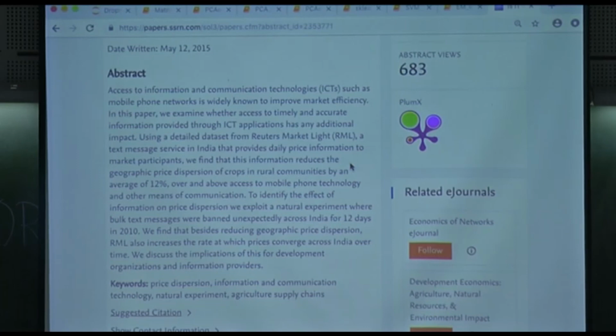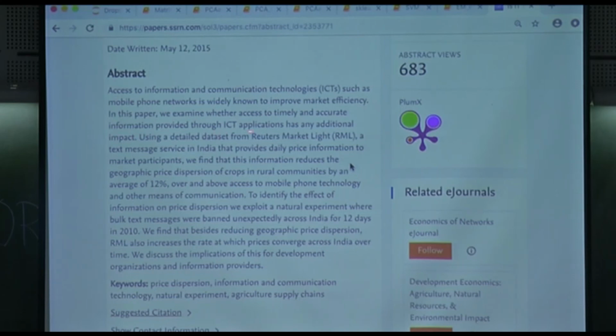And the idea was that access to information and communication technologies, ICTs, such as mobile phone networks, is widely known to improve market efficiency. In this paper, we examine whether access to timely and accurate information provided through ICT applications has any additional impact.